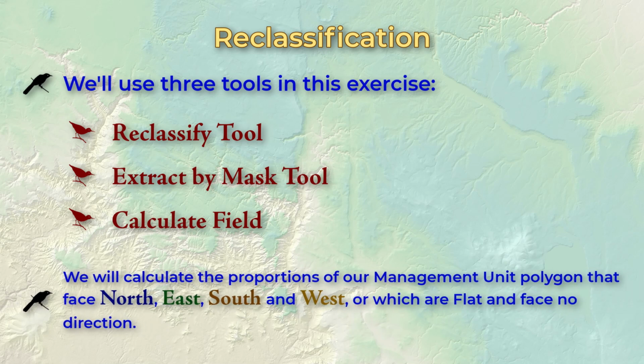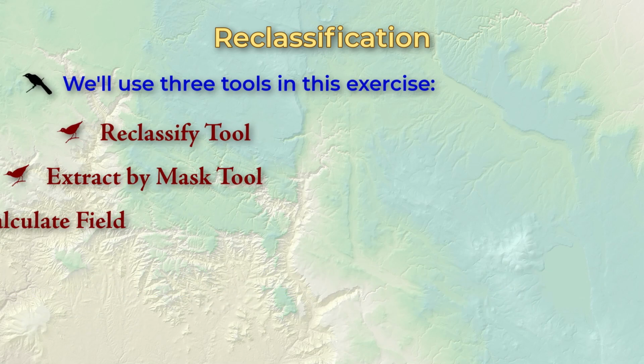We're going to reclassify our aspect raster from lab exercise 1 into north, east, south, and west facing categories, plus flat areas. And then we're going to calculate the areas and percentages of each category in our management unit polygon.